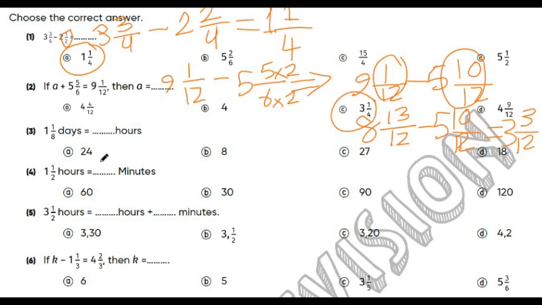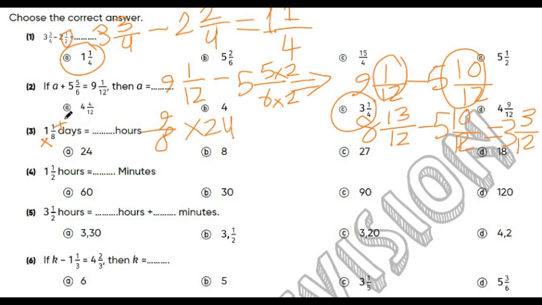Okay, next one we have 1 and 1 over 8 days. We want to convert it into hours. We know that a day has 24 hours. So we multiply 1 and 1 over 8 times 24. But let us first change that mixed number to an improper fraction. How do we do that? We multiply 1 by 8 and the result will be added to 1. So 1 times 8, 8 plus 1, 9. So it should be 9 over 8 times 24.